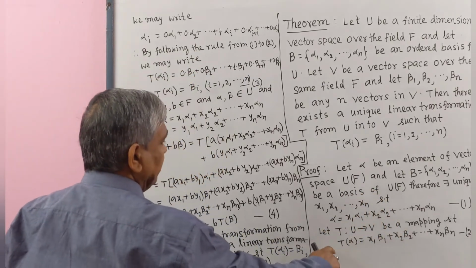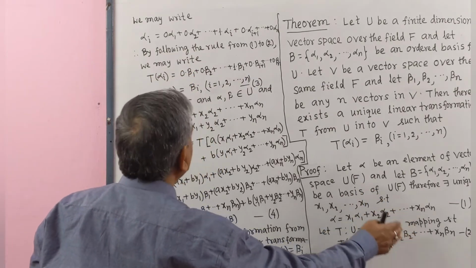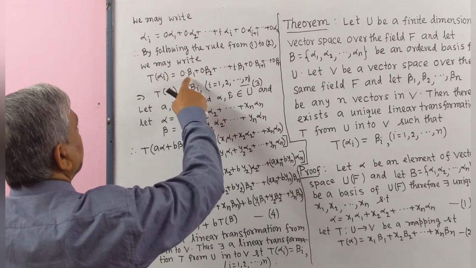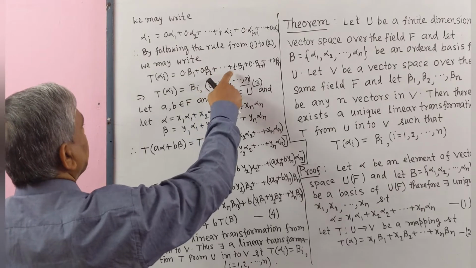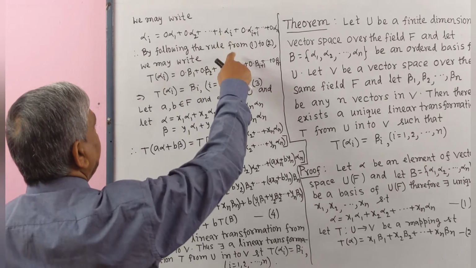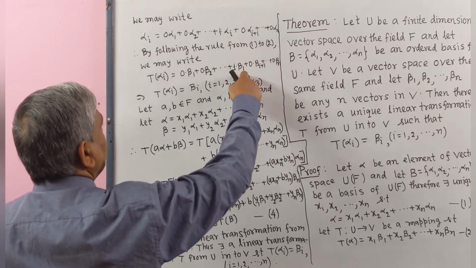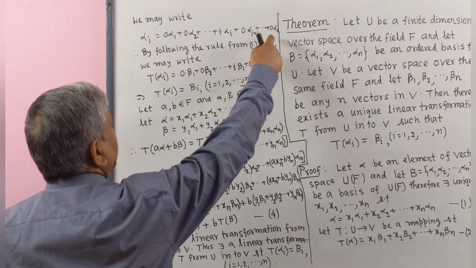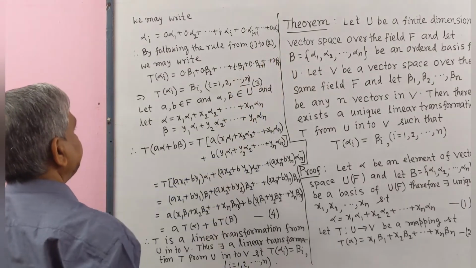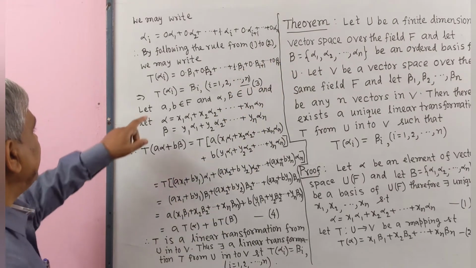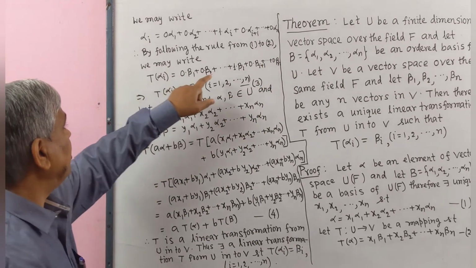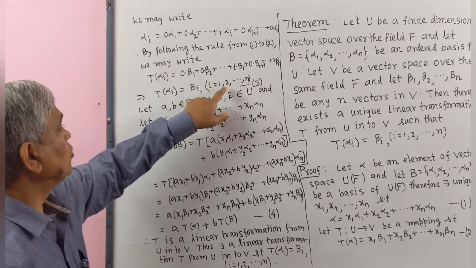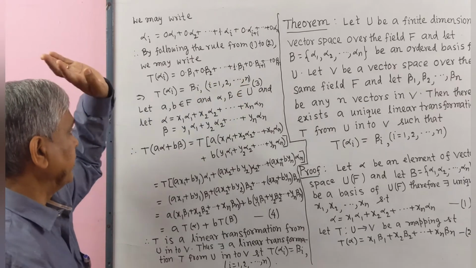And similar to 1 and 2, we frame T alpha i equal to 0 beta 1 plus 0 beta 2 plus ... plus 1 beta i plus 0 beta i plus 1 plus ... plus 0 beta n. That means T alpha i equal to 1 beta i. That means T alpha i equal to beta i, i equal to 1, 2, ..., n. This is number 3.